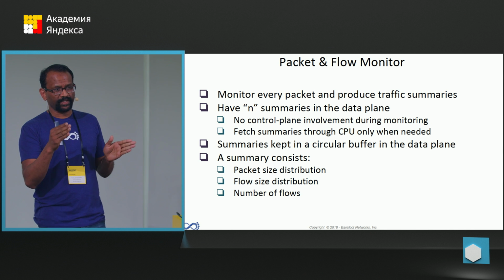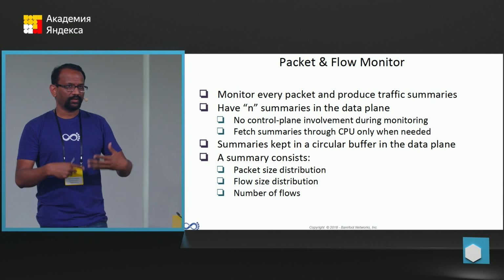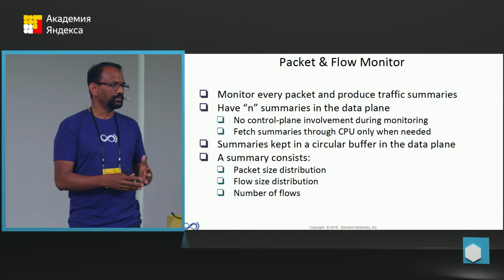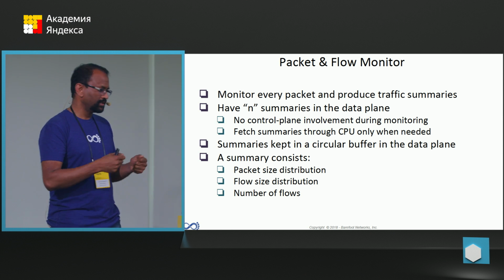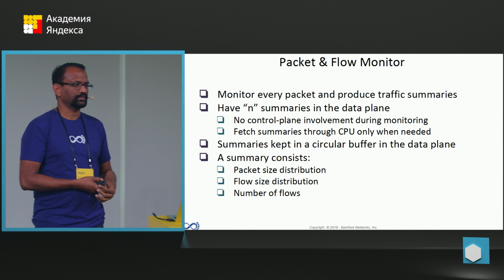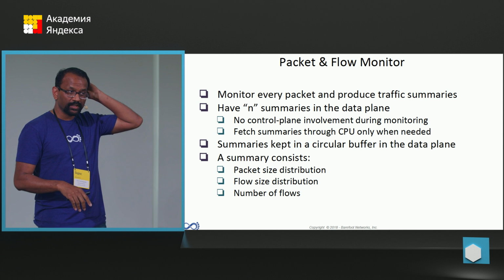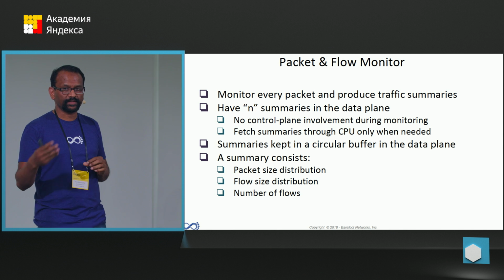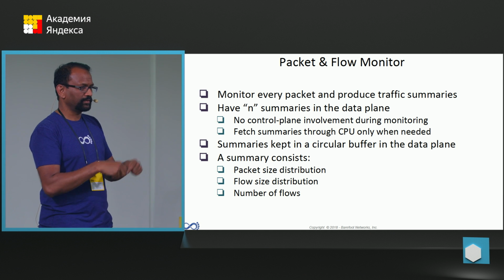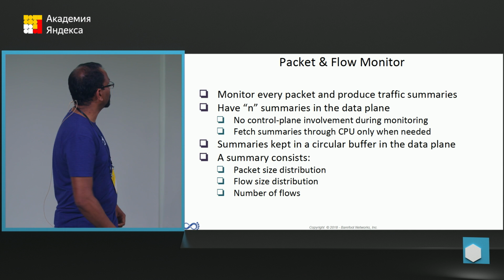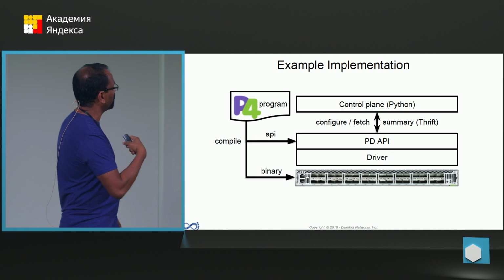You'll get to know in 1 second in your switch how many 64-byte packets are there, how many 256-byte packets went through. And then you can also see how many flows are there and how much data each flow is using. So all of this is implemented in the data plane with no intervention from the control plane. So all the stats gathering is happening inside the data plane. And then we have a little Thrift program just pulling the stats from the chip. So this is how the implementation looks.